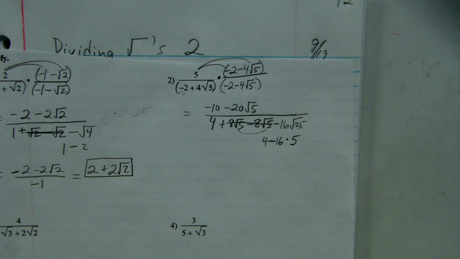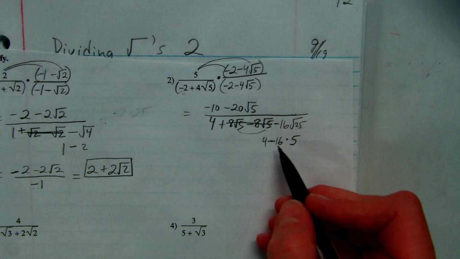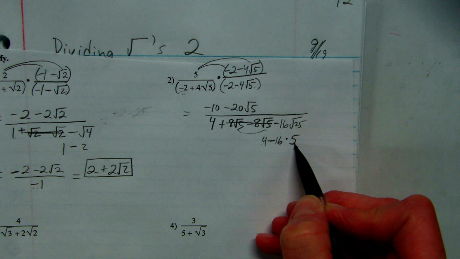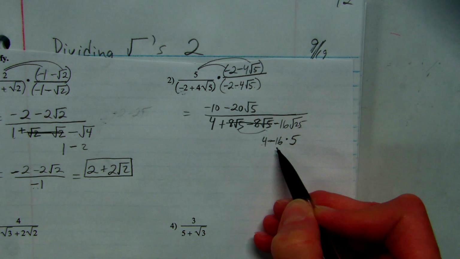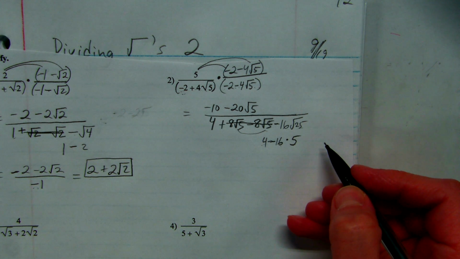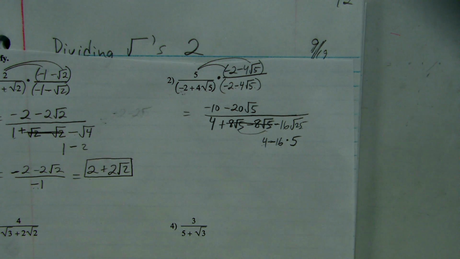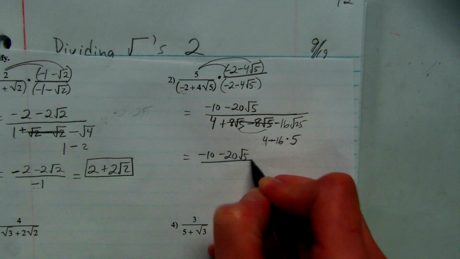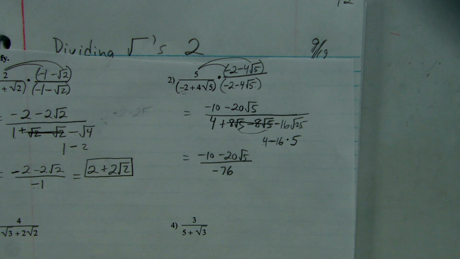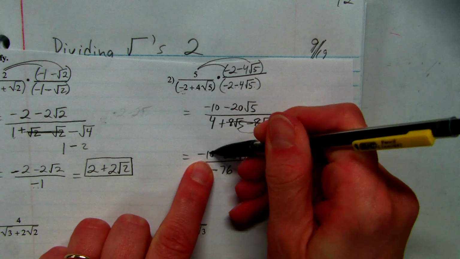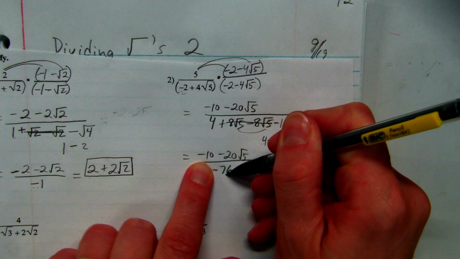I think you have to do order of operations, or your calculator will do it if you type it all in. So 16 times 5 should be 80. And then you have 4 minus 80, which should be negative 76, I think. Yes. So I'm going to have negative 10 minus 20 radical 5 over negative 76. Now, I don't want the negative in the bottom, but more than that, I can actually simplify this as one giant fraction if all of the numbers not in the radical can divide by the same thing.